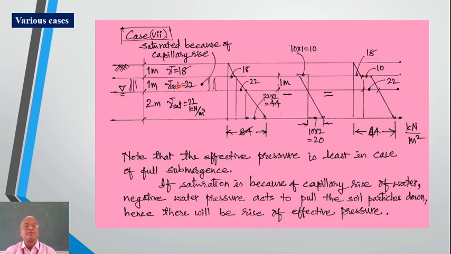We'll see it. Let's say 18 is the unit weight in the upper layer, so 18 into 1, that triangular portion. Here it is saturated, because of that it will be 22 into 1, 22 into 1 additional, and then this is 22 into 2, 22 into 2. So total pressure at the base, if you look at, it is 18 plus 22 plus 44, so that it will be 84 kilonewton per meter square.